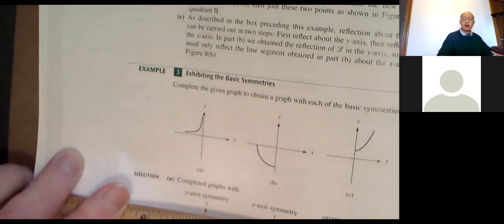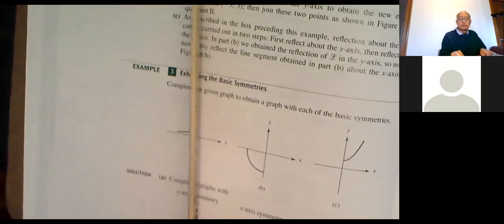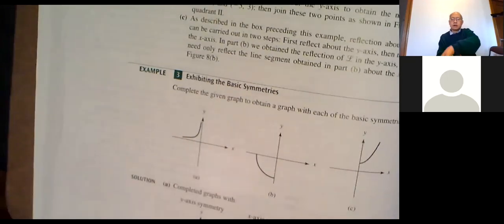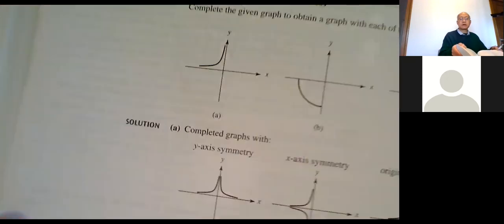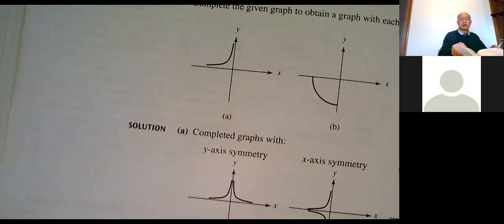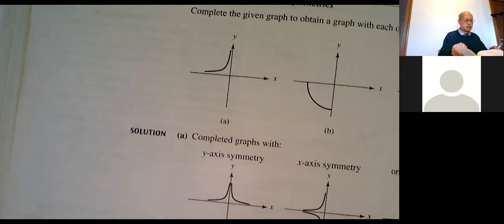But if I want y-axis symmetry, put a mirror right there, and you would get a branch like so. So there's the answer to A. Complete the graph with y-axis symmetry.